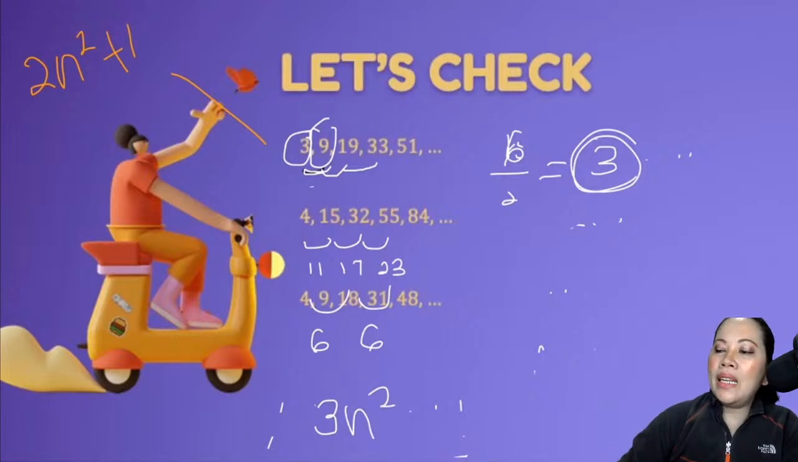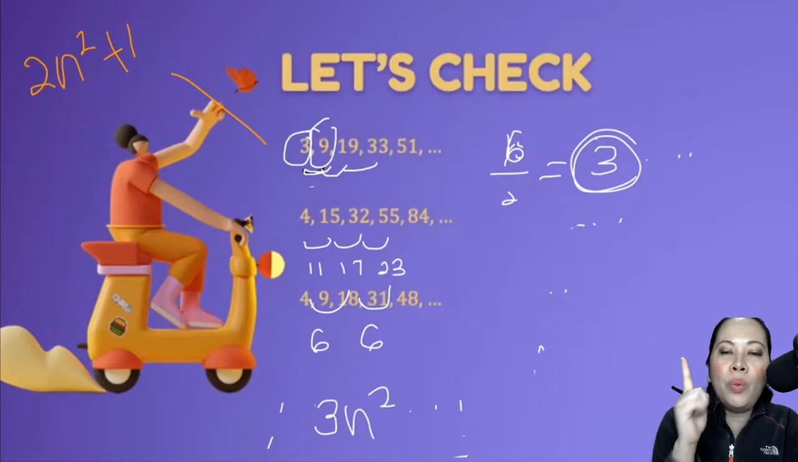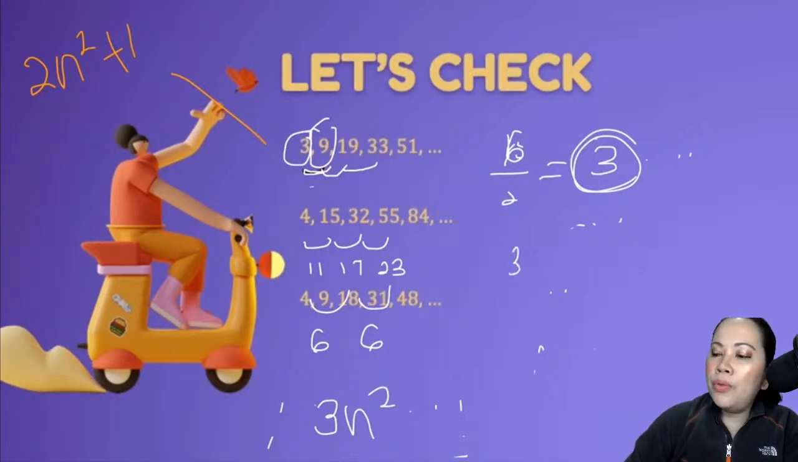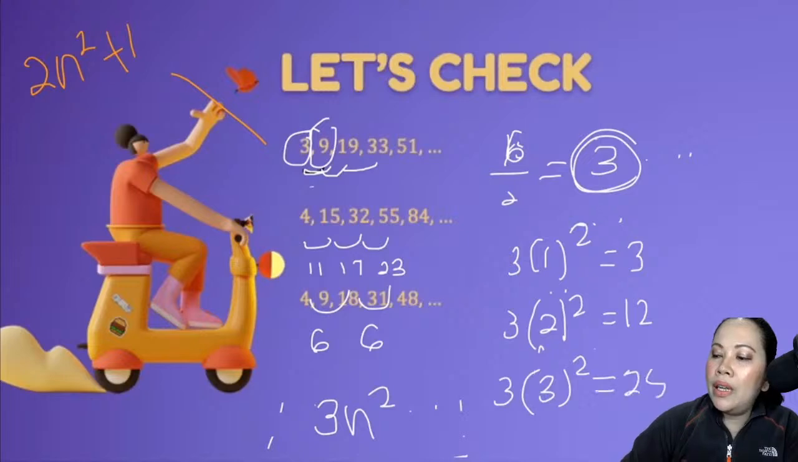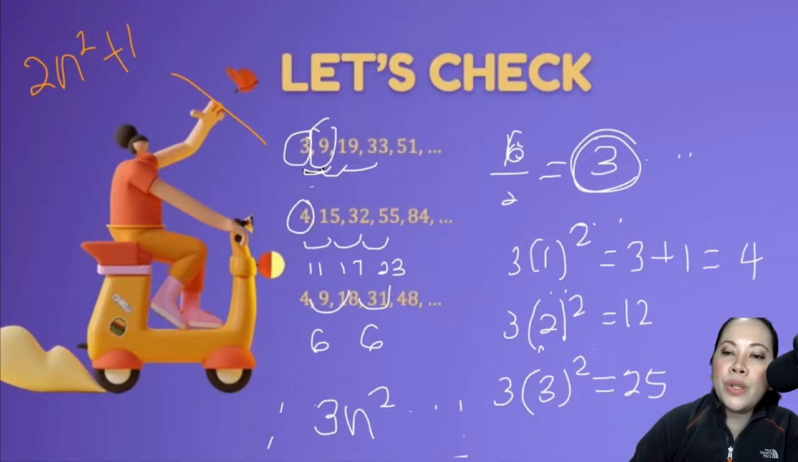Okay? And then the next step will be, since that's 3n squared, you need to substitute n with the position. So the first position is 1 squared. So 1 squared is 1 times 3 is 3. Second position squared, that's 2 squared is 4 times 3 is 12. Third position is 3 squared is 9 times 3 is 27. Now what do you add to 3 so that you will get 4? It's plus 1, right? So 3 plus 1 will give you the first term.